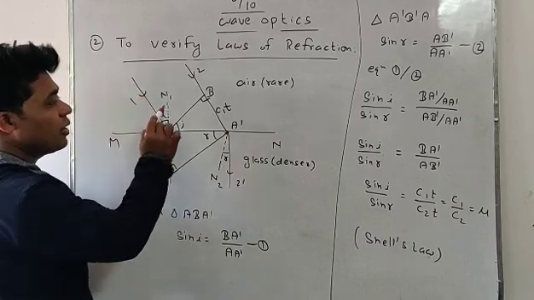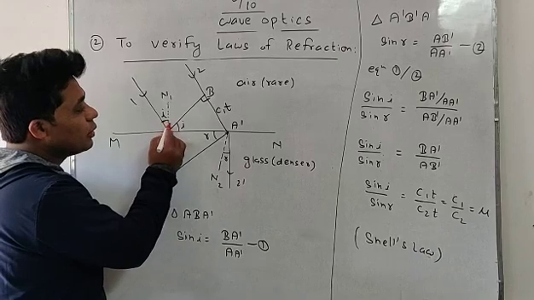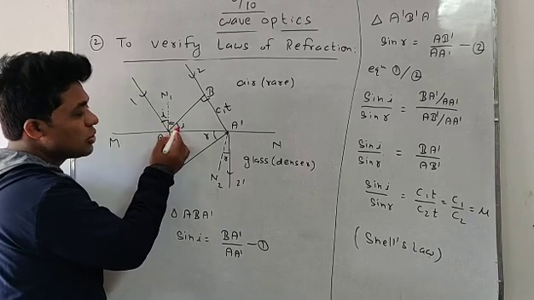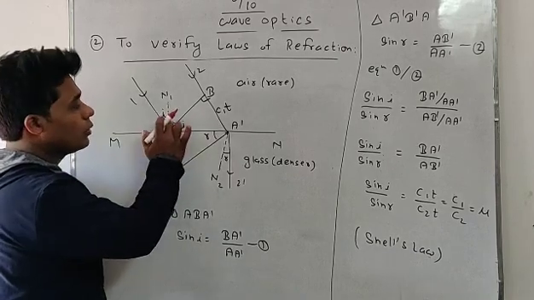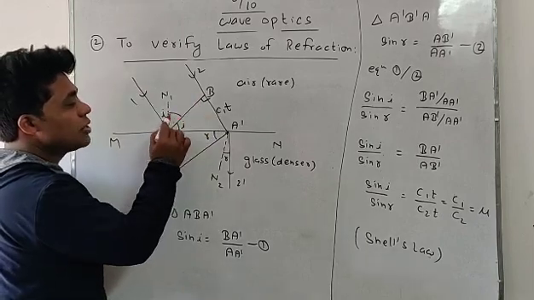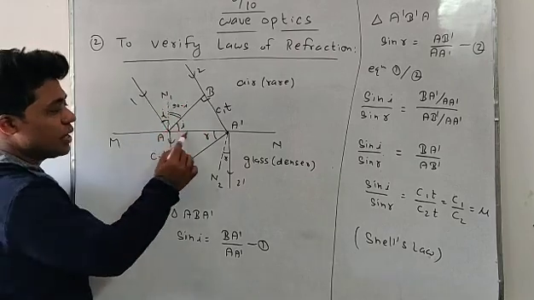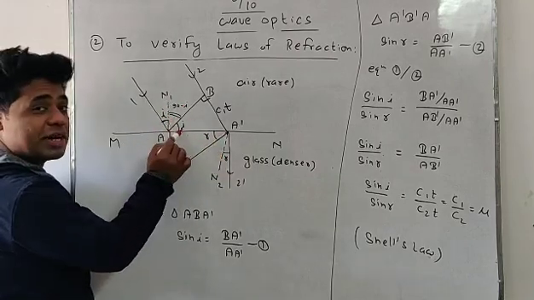The angle between the incident ray and the normal is called the angle of incidence I. This is I, so this will be 90 minus I. So this is again I, because this is 90. If this is I, this will be 90 minus I. This is again 90. If this is 90 minus I, that is I.